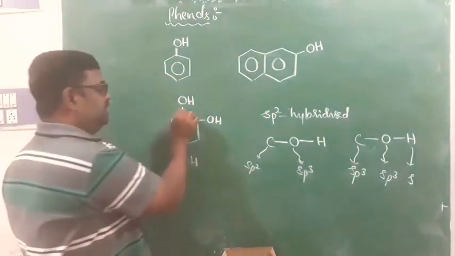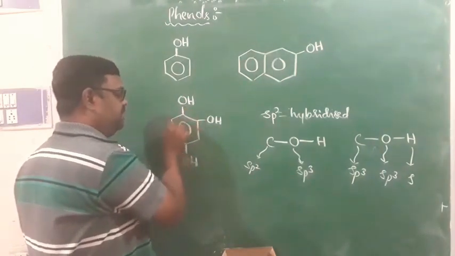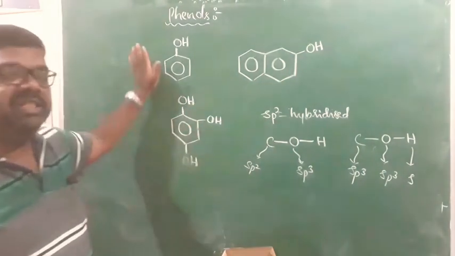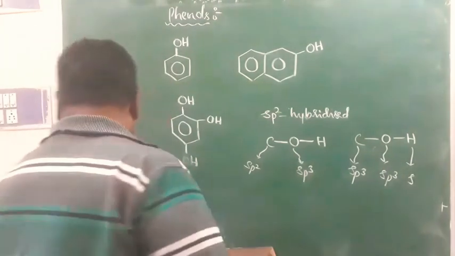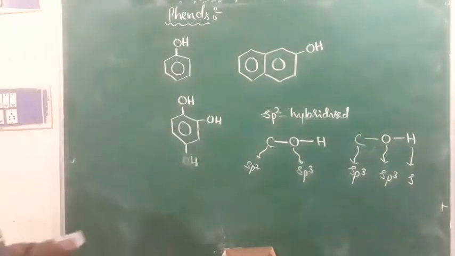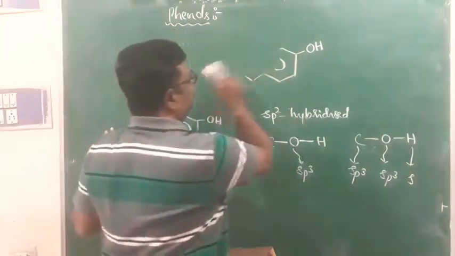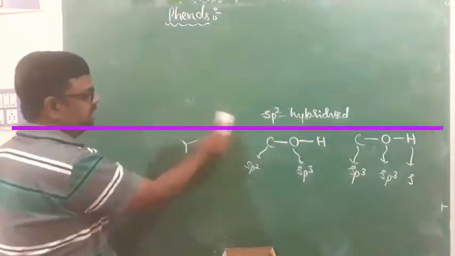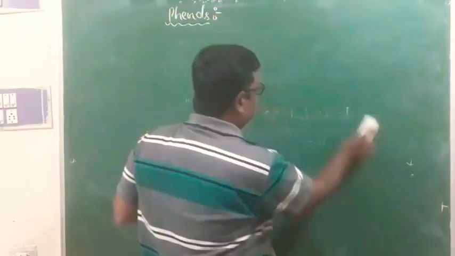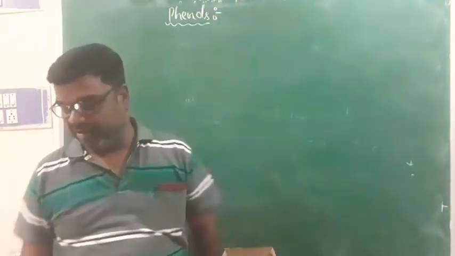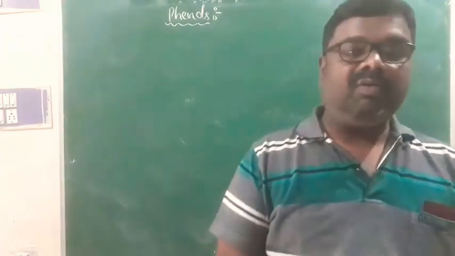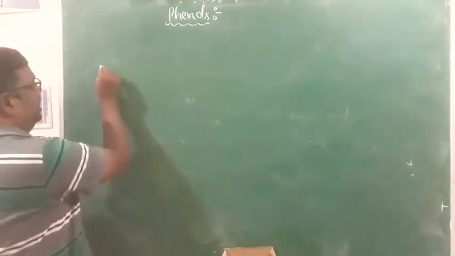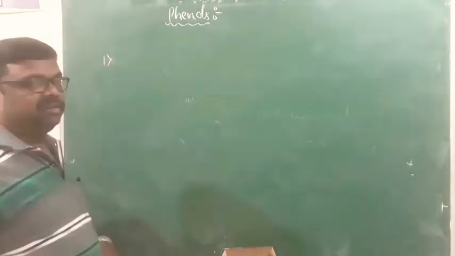The sp2 hybridized carbon atom is of course the carbon atom of the benzene ring. So this is what we call phenols, the hydroxy derivatives of benzene, where one or more hydroxyl groups are directly attached to the benzene ring. This class of organic compounds has its own importance in our day-to-day life. Why should we study these phenols? What are the advantages of these phenols?